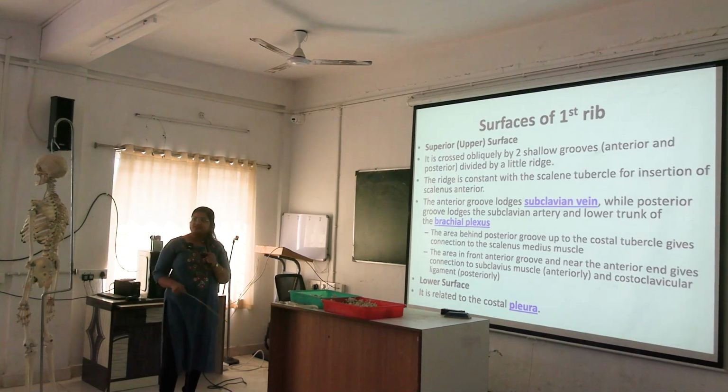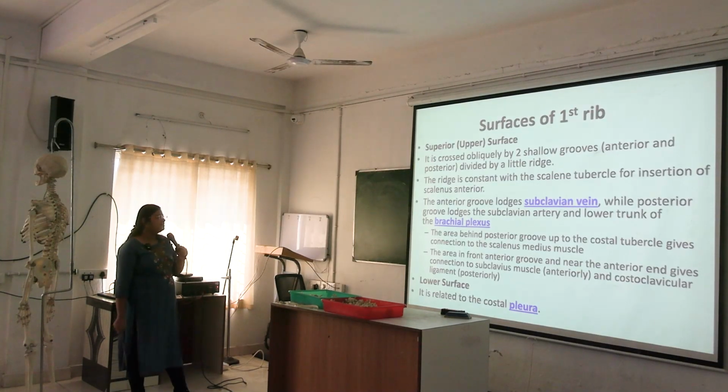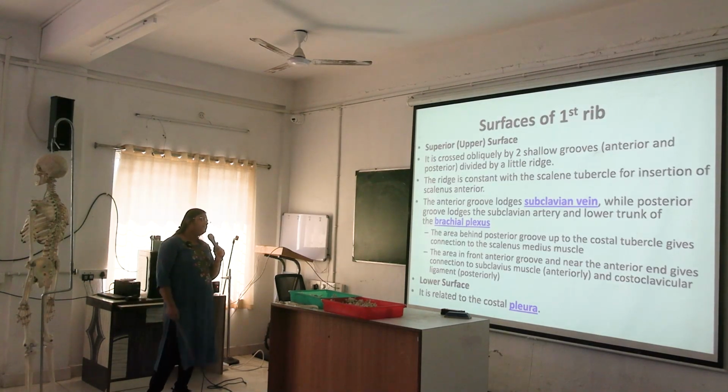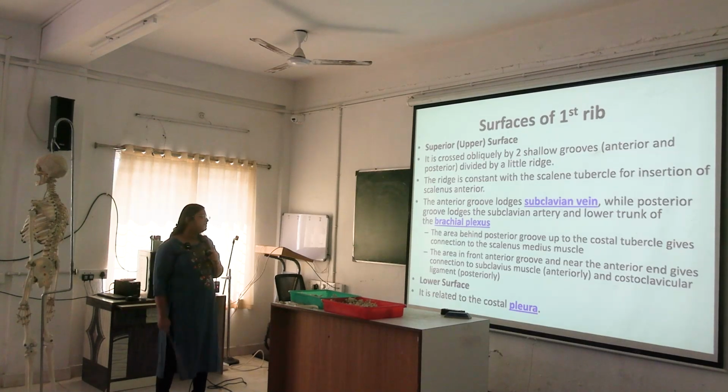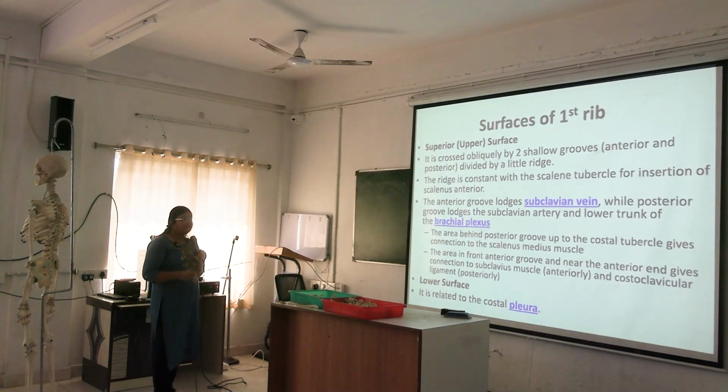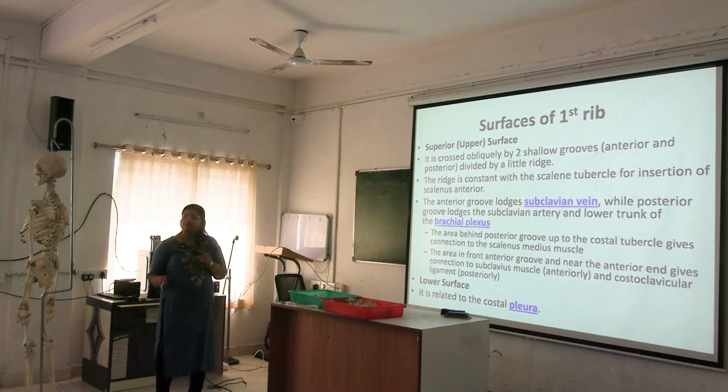You have seen the scalenus medius origin, and the area in front of the anterior groove and near the anterior end gives attachment to the subclavius muscle anteriorly and the costoclavicular ligament posteriorly. We have seen it in the picture. And the lower surface is smooth, and it is related to the costal pleura.